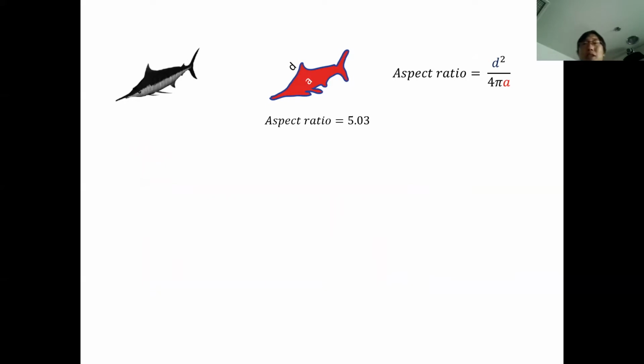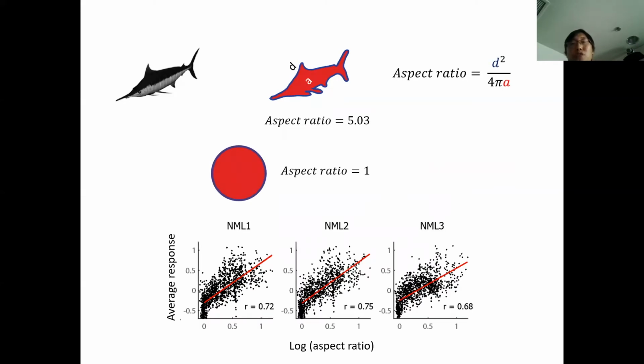To test this idea, we quantified the aspect ratio of each object as a ratio of the contour length to the area of the object image. Aspect ratio will be 1 when the image is just a circle. When we plot the average response against the log aspect ratio of the image, we found all the 3 patches showing a significant correlation, suggesting these neurons do show a preference for objects of high aspect ratio.